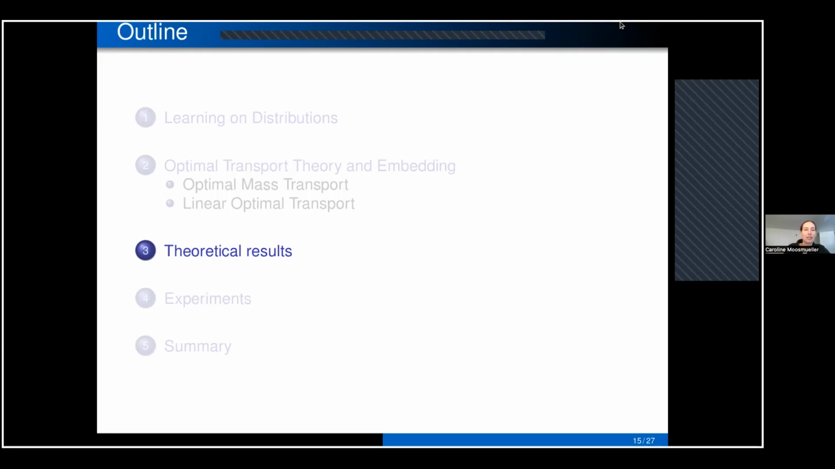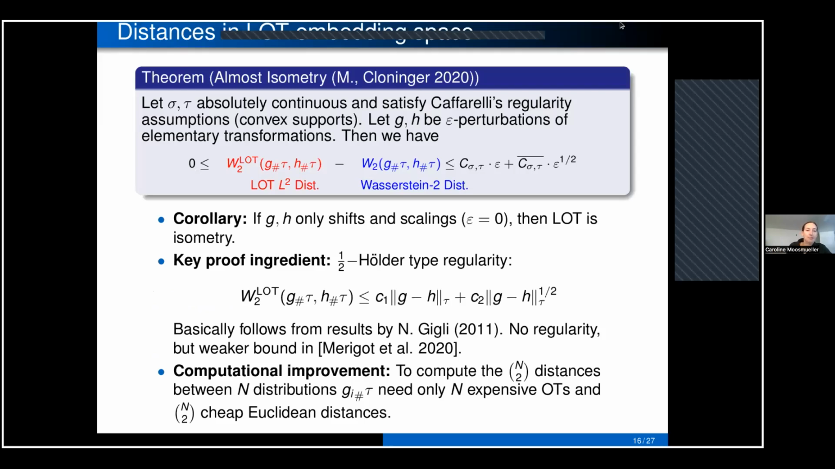Okay, so theoretical results. Let's start with the distance. What we can say about the distance is the following. You want to compute the Wasserstein distance between two distributions that have been created by these elementary transformations I talked about before. So you start with an image of a 1, you shift it. Take the same image, scale it. What is the Wasserstein distance between the two of them? And what we're saying is either you compute the Wasserstein distance, or you embed it and compute the linear L2 distance, which we term W2 LOT.